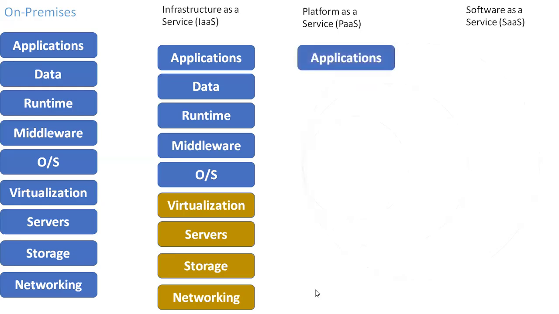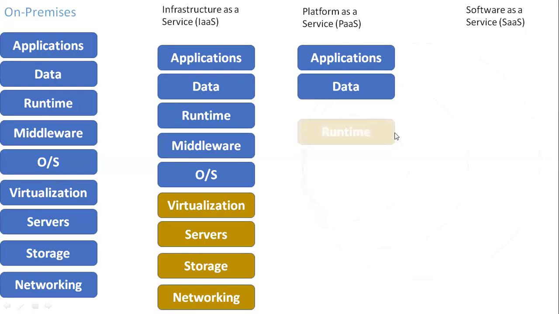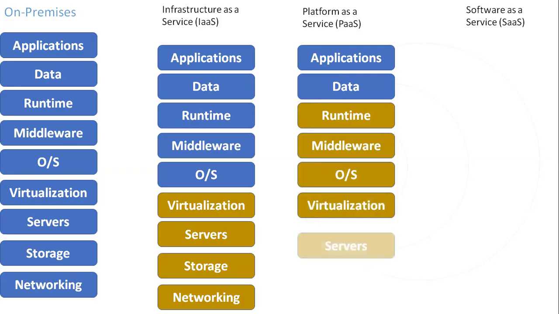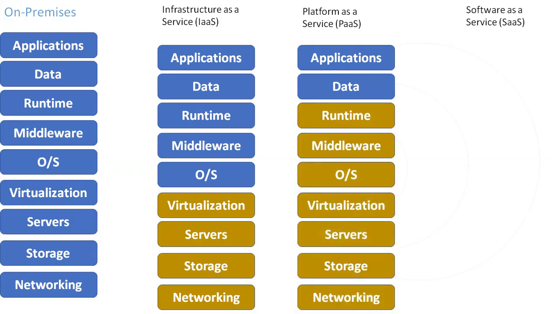Now, if you are using platform as a service, it means you manage the application and data. Suppose you're running a Java application. To run it, you require the Java runtime environment. If you're running a Python program, you require the Python runtime environment. With platform as a service, whatever runtime, middleware, operating system, and infrastructure are required will be managed by the cloud service provider. You need to focus only on your application and data. Whatever platform and infrastructure are required to run your application will be managed by the cloud service provider.